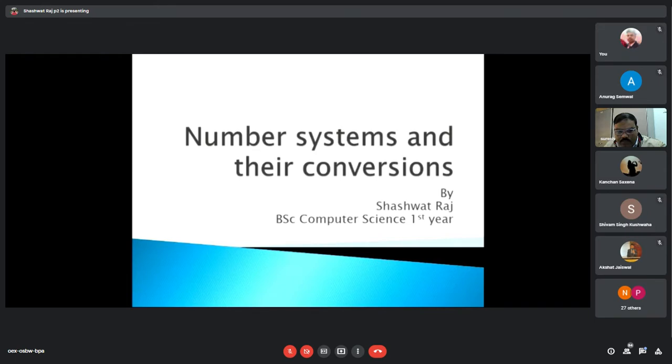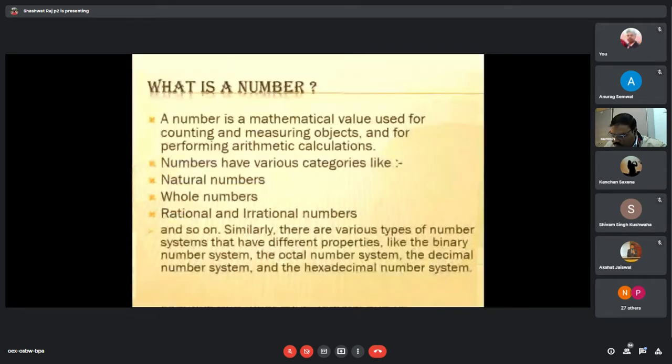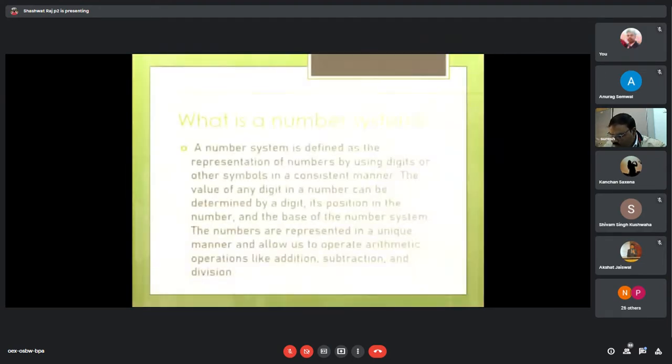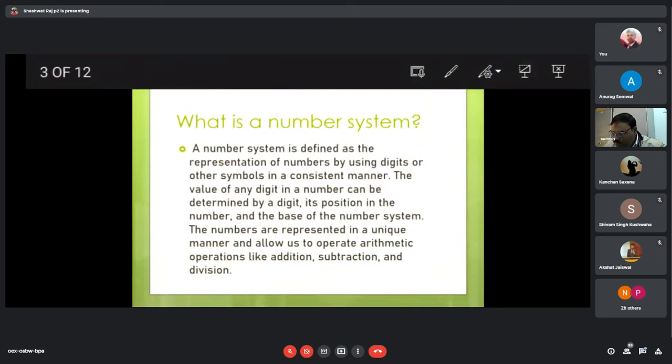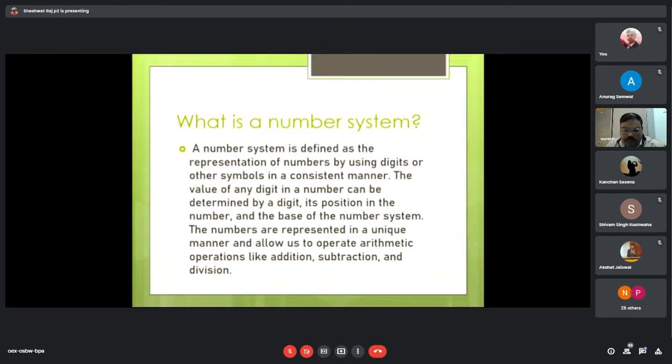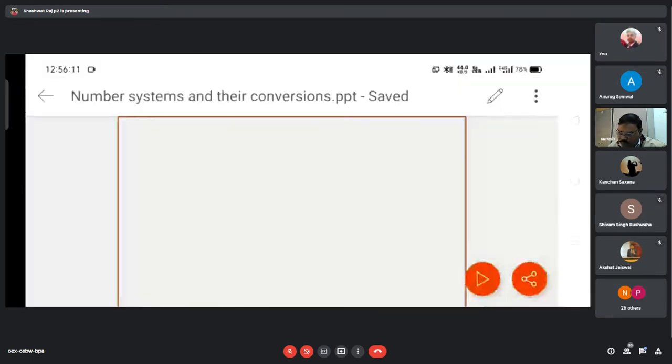Now, first of all, we will understand what is a number. We will go by the definition. The definition states that a number is a mathematical value used for counting and measuring objects and for performing arithmetic calculations. In a simple term, I would say that everything which we see around is described in the form of numbers only. Right now, we can see that there are around 30 participants in the Google Meet. This 30 is a number. The time in our watches, the things which we see nearby us, they all are numbers only.